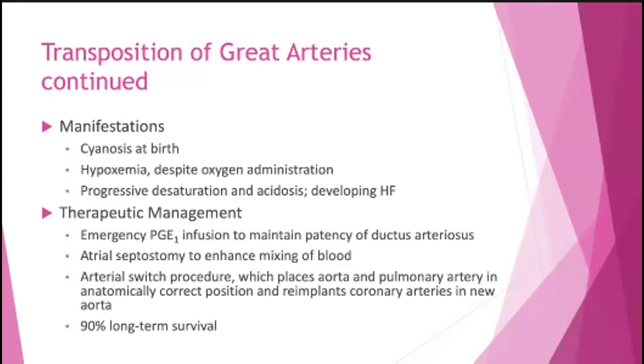So your key takeaway in transposition of the great arteries: the body and the lungs run on separate loops. Oxygen never gets to the body unless there's a hole, and we have to keep that hole open. Babies are going to be very blue right after birth. They're going to need prostaglandin, emergency procedures, and surgery to survive.